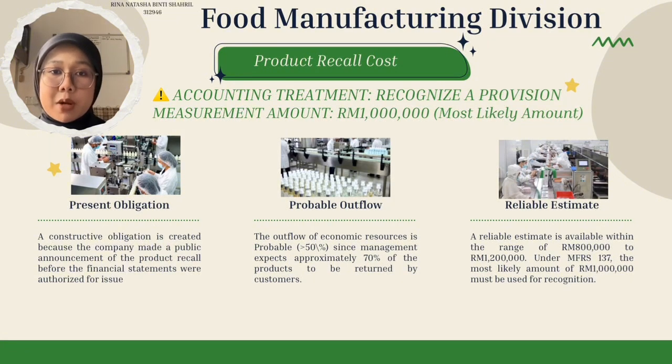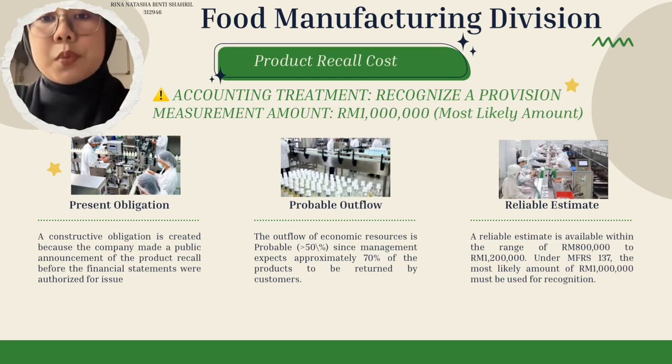Under MFRS 137, we must recognize a provision of 1 million on the balance sheet because it meets all three criteria. First, present obligation. The public recall endorsement creates a constructive obligation from the continuous juice distribution. Second, probable outflow. There is a 70% estimated return rate, clearing the more likely than not threshold. Third, reliable estimate. The cost is reliably bounded, making 1 million the single most likely amount. Thank you.